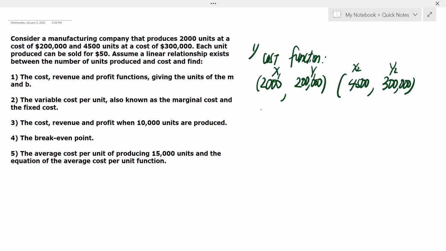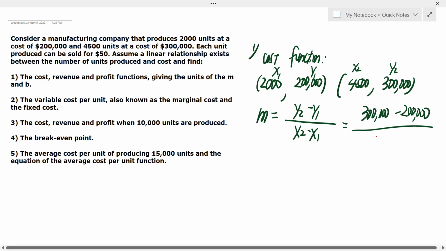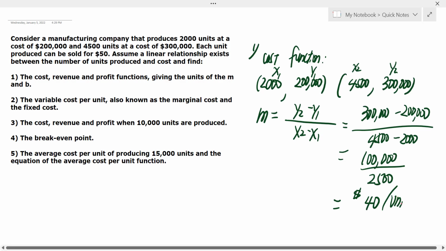So now let's find out the slope first. Slope equals y2 minus y1 over x2 minus x1. 300,000 minus 200,000 over 4,500 minus 2,000. This is 100,000 over 2,500. And this turned out to be 40. So this means $40 per unit. That's a cost. Okay, we call this the variable cost per unit.